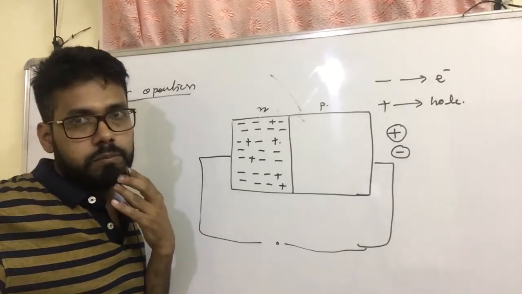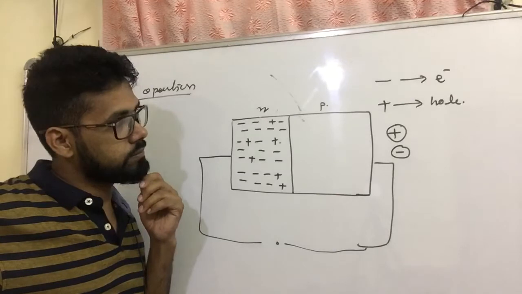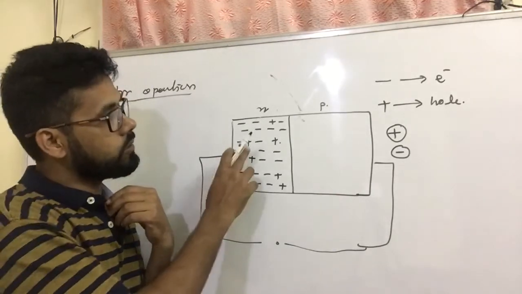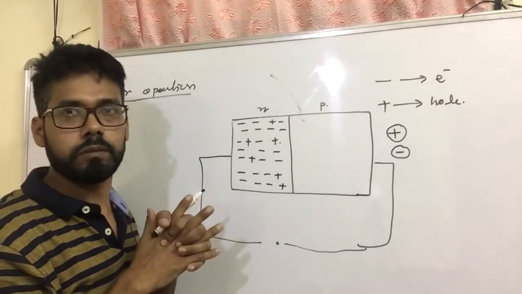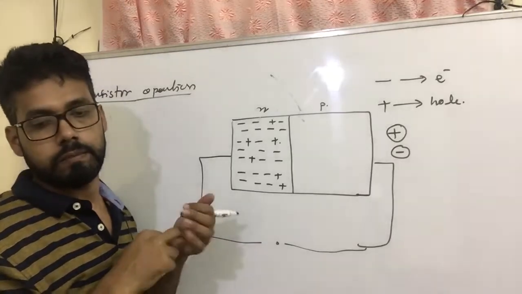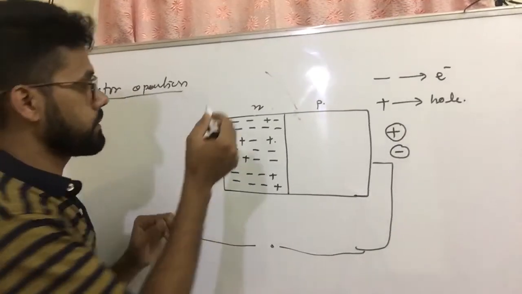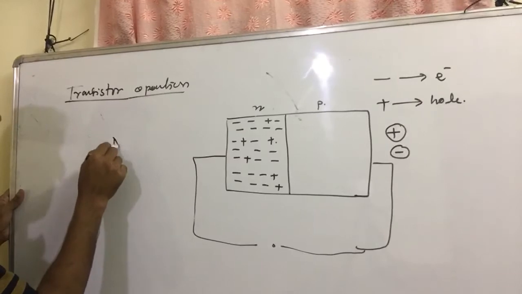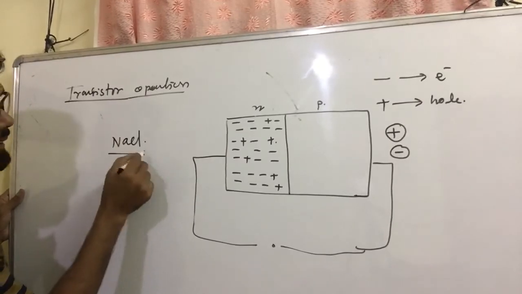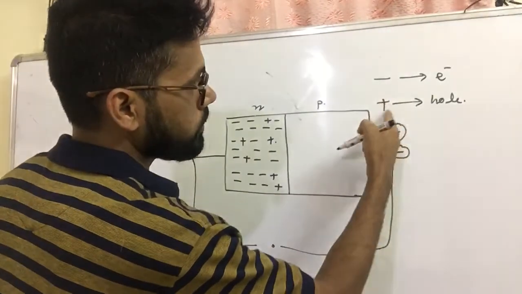Can you tell me? Positive or negative? Ion is also there. Negative ion or positive ion? How can you identify? One example I am giving you in order to confuse. Sodium chloride, NaCl. Negative means electron, positive means hole.